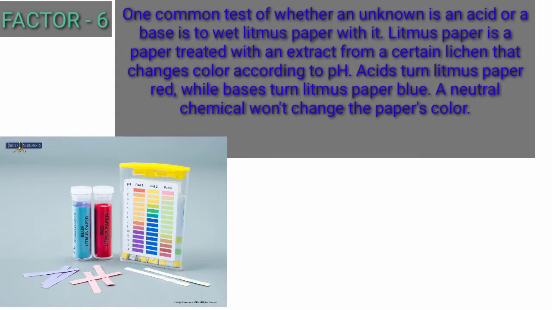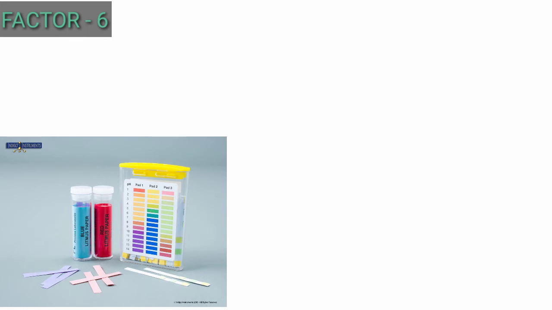Fact number 6. Let's see how to determine acids and bases. One common test of whether an unknown is an acid or a base is to wet litmus paper with it. Litmus paper is a paper treated with an extract from a certain lichen that changes color according to pH. Acids turn litmus paper red while bases turn litmus paper blue. A neutral chemical would not change the paper's color.